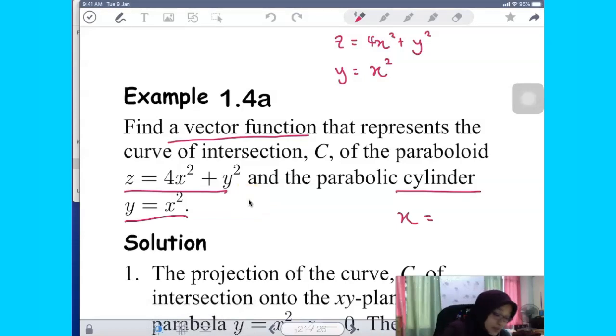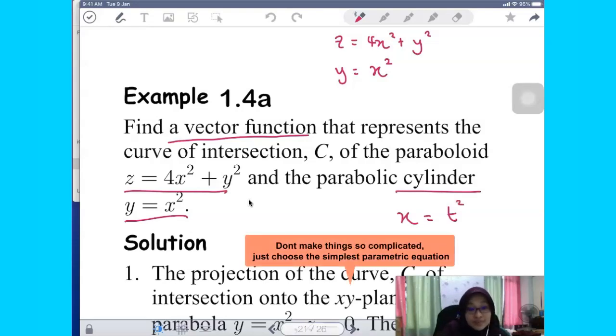The simplest one, this t. A parametric equation is an equation where there is a parameter. And I choose t because it's common, t is always the favorite. Okay, but if you want to choose t squared, it's also possible. But don't burden yourself. So we just take the simplest one.